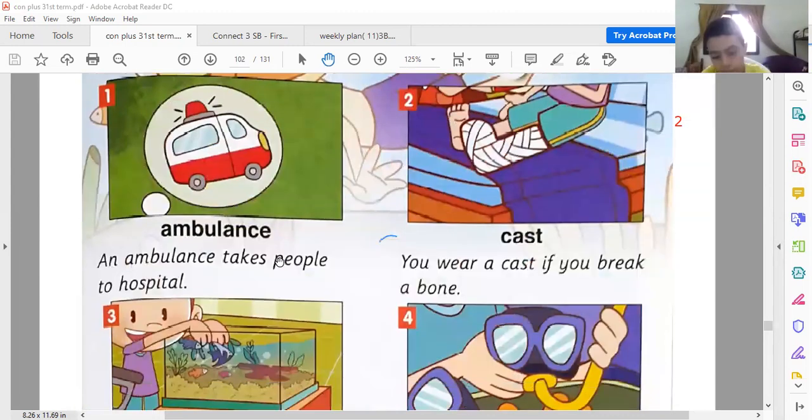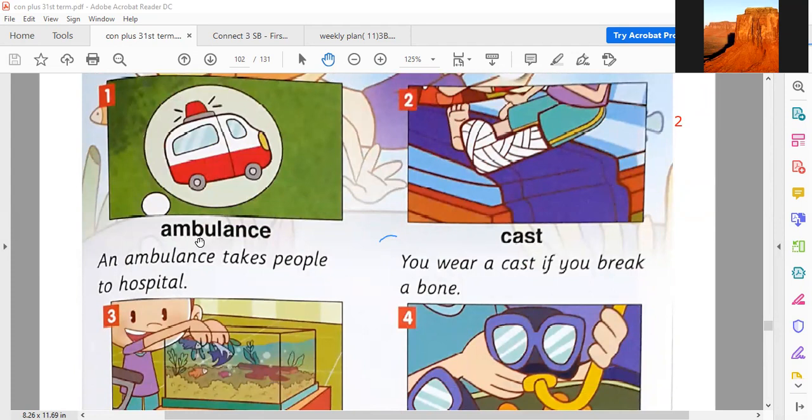Students, Connect Plus. I want to answer. Paris lived in ambulance.